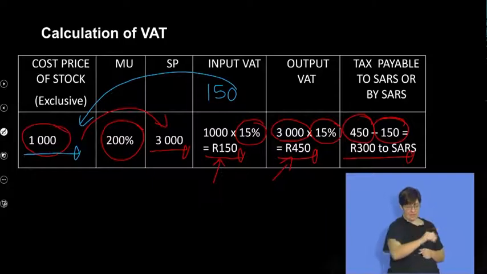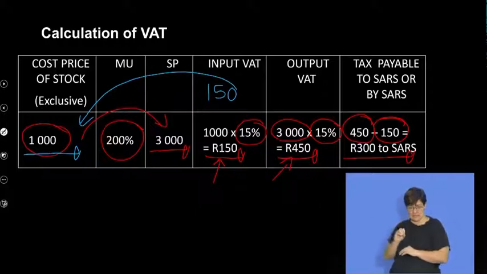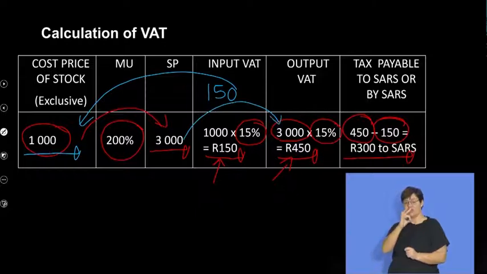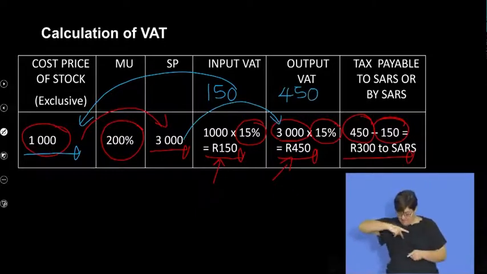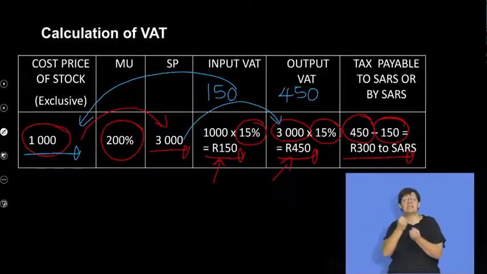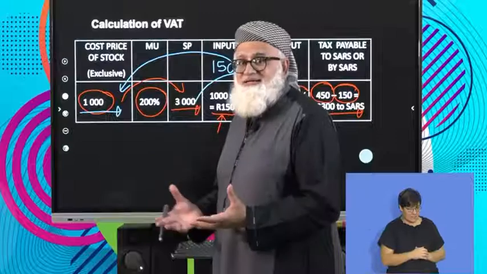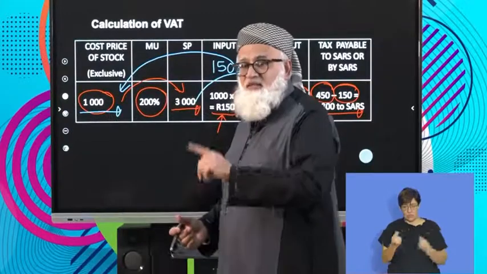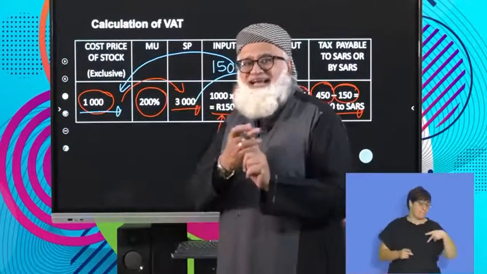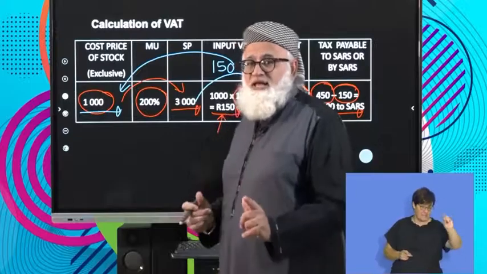Then we marked up those goods by 200%. That was our markup policy. And we sold those goods at 3,000 Rand. Now watch, when we sold those goods at 3,000 Rand, how much VAT did we collect? We collected an amount of 450 Rand. Clear? Remember, I'm doing this as revision. On the current lesson, I'm revising the input and the output so that you have a clear understanding of input and output.